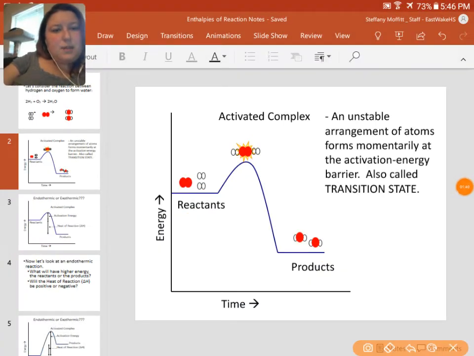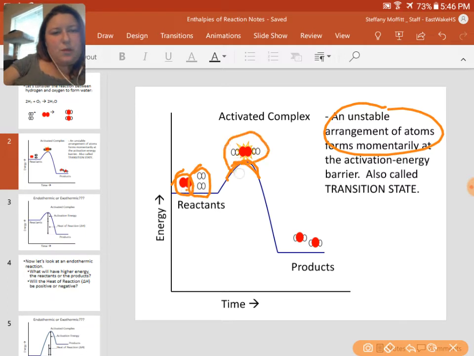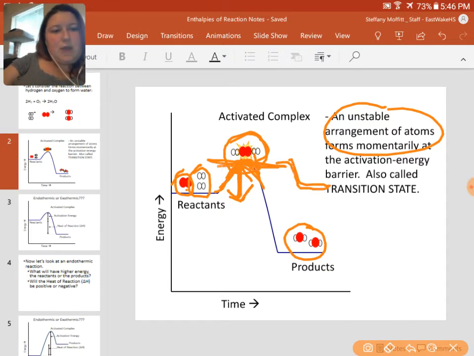At this bump, an unstable arrangement of atoms forms momentarily. So here we have just our oxygen and our hydrogens. When we get to here, we have this weird blob of reaction, and then when we're down here at the products, we have water. This number right here is called the activation energy, how much energy it takes to get over that hump. And then up here, this is called the transition state. That is like the top point.